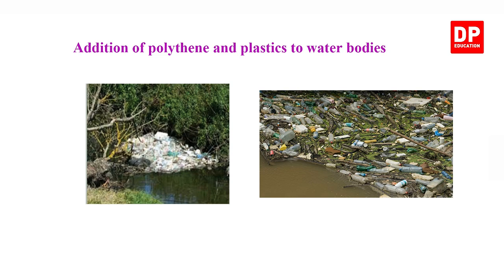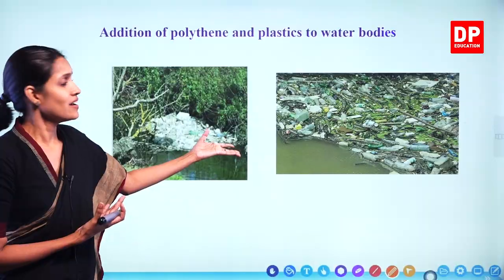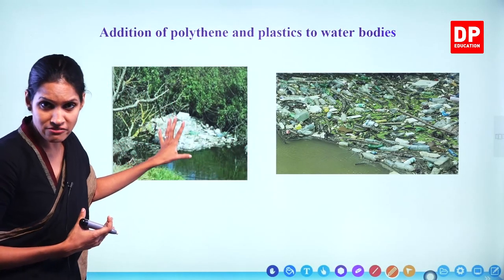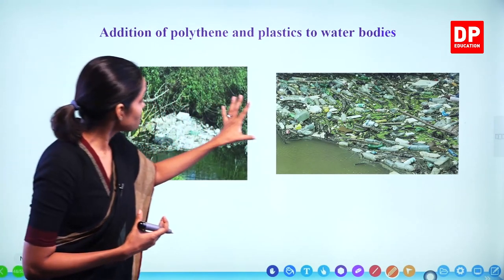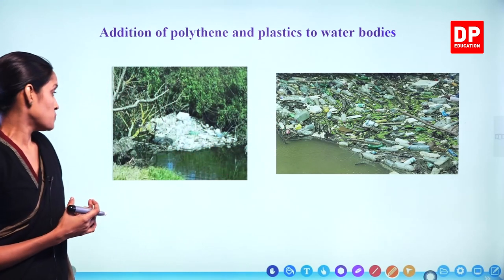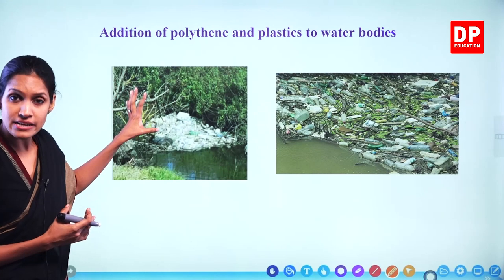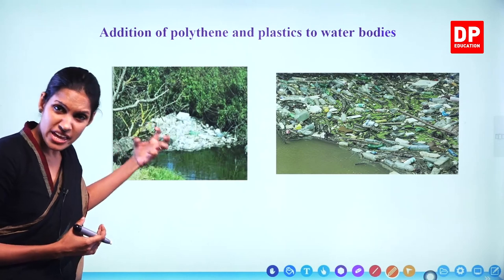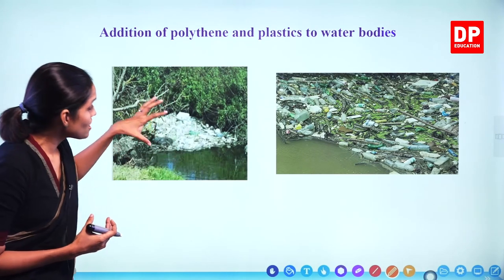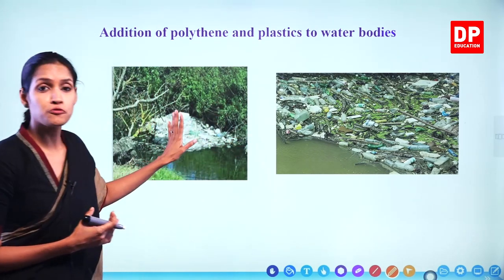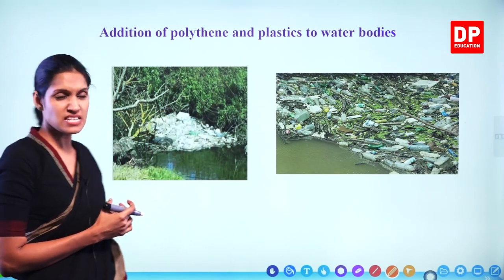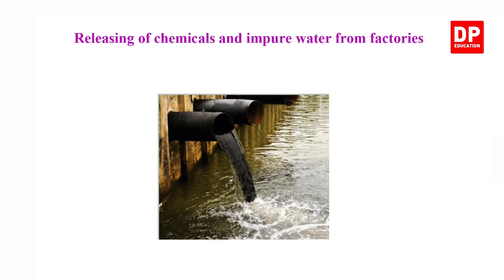Addition of polythene and plastics to water bodies. Look at this environment, children. How it has changed. They must have been very beautiful environments before. Look what happens here. Because of this addition of polythene and plastic, you know that they don't break down in the environment. So they block the drainage systems, therefore water cannot flow anymore from one place to another. Understand?